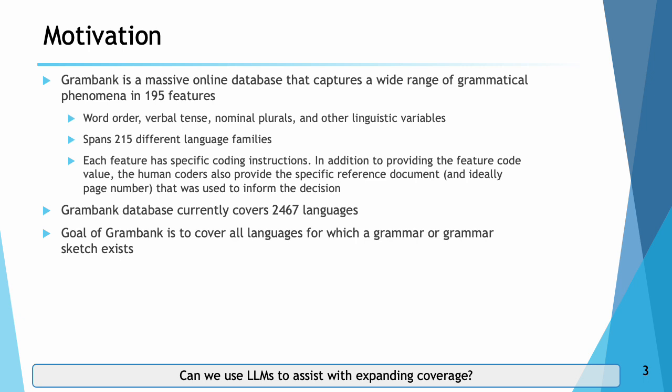While there are over 2,000 languages and 400,000 data points, there are still thousands of languages not covered. One of the goals of Grambank is to cover all languages that have a grammar book or other linguistic reference material. Questionnaires for a language are typically provided to a single contributor, and completing the remainder of the database may require significant human capital. Therefore, we ask, can we use these LLMs as a tool to assist with the expansion of coverage?